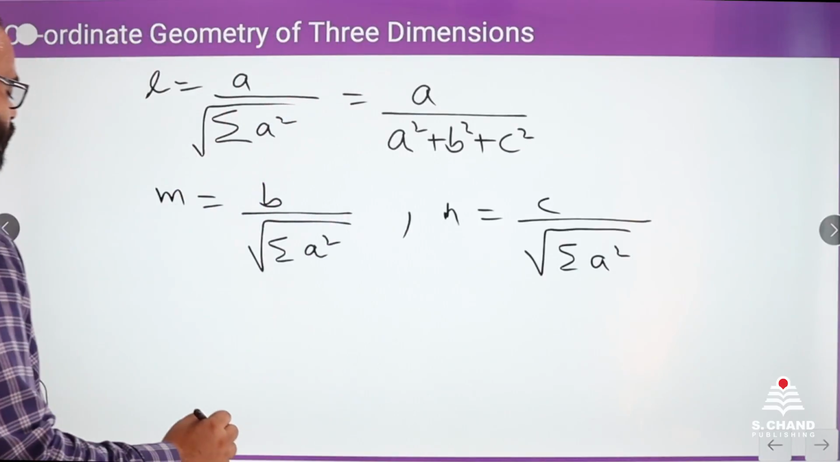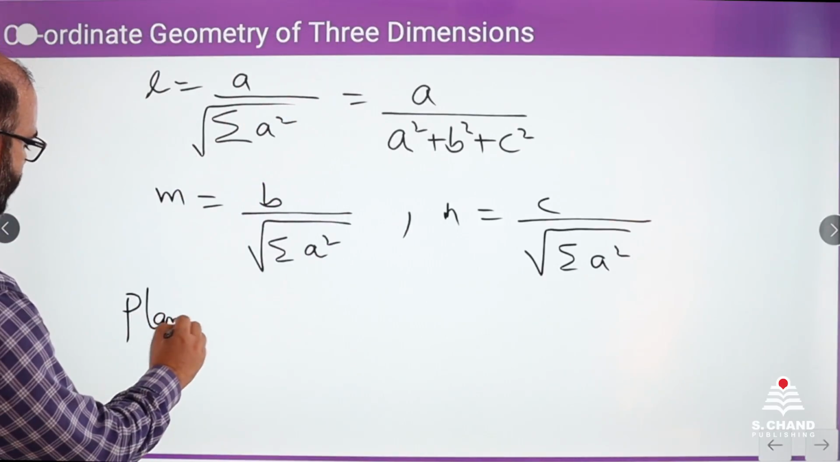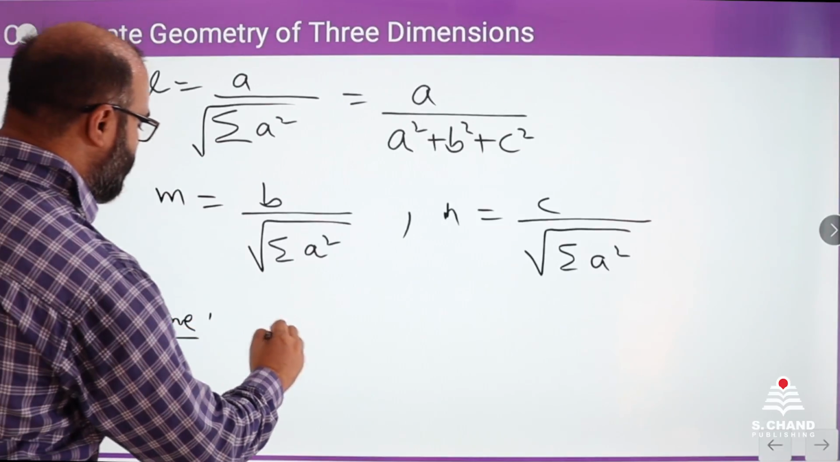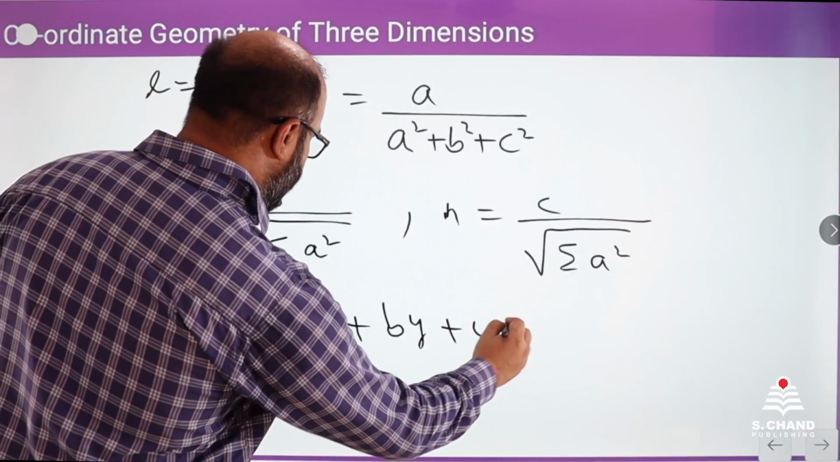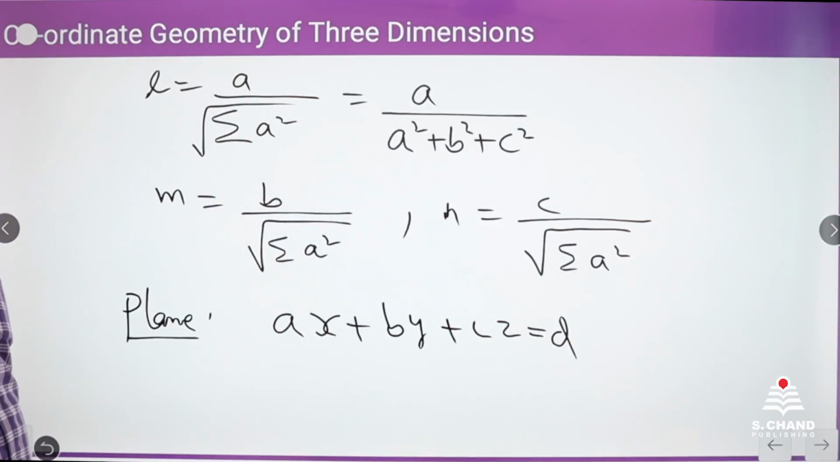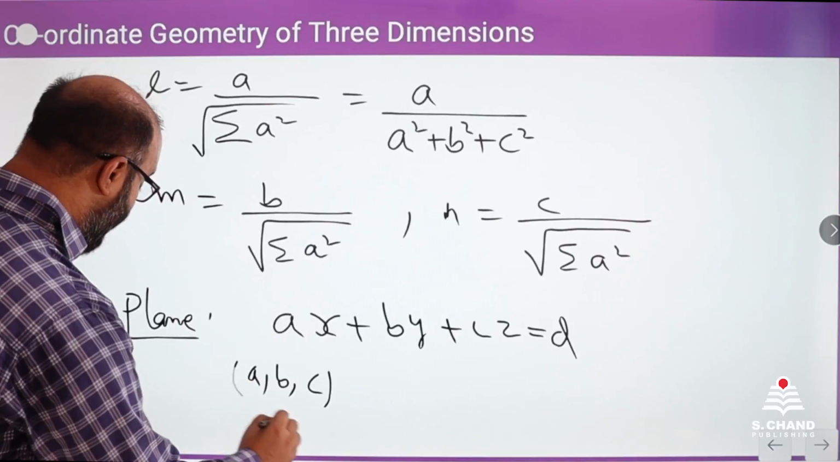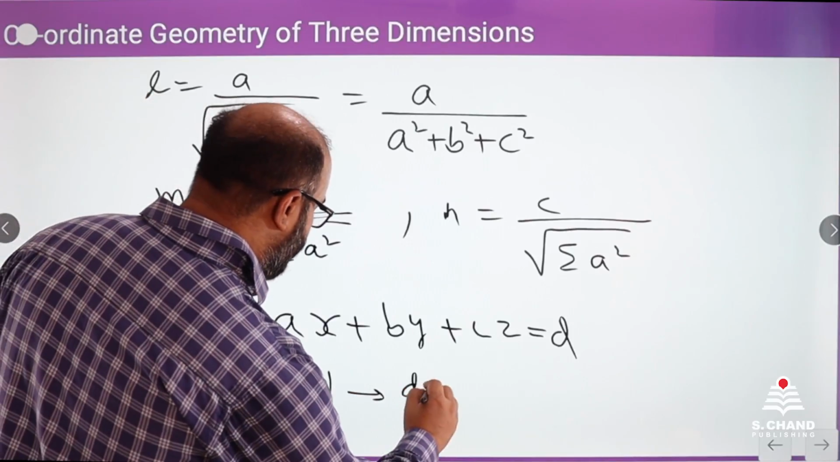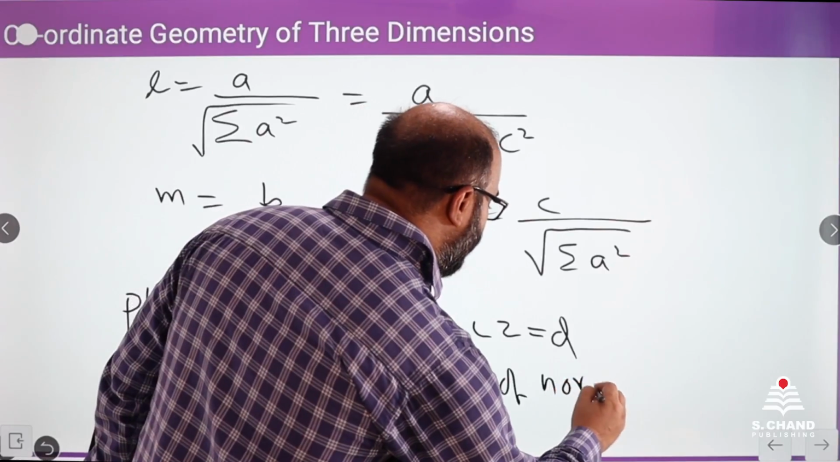Now, if you want to go into the plane, then in a plane we have to remember that the equation of a plane is like this: AX plus BY plus CZ is equal to D. Now, what are the different terms here? A, B, C are the coefficients of X, Y, Z. So A, B, C are actually the direction ratios of the normal to the plane.